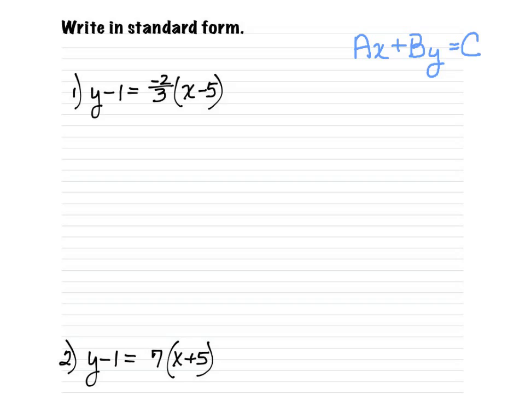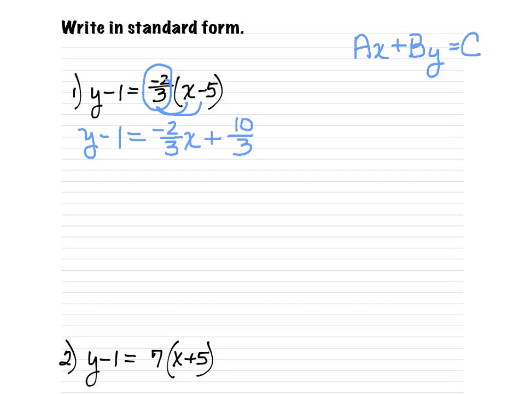Okay? So, number 1, copy down the equation. Y minus 1 equals negative 2/3 times x minus 5. This equation right now is in point slope form. We're going to transform it into standard form. Okay, so let's start. First step is we're going to distribute negative 2/3. So let's do that. Y minus 1, we're going to bring down, equals negative 2/3 x plus 10/3.